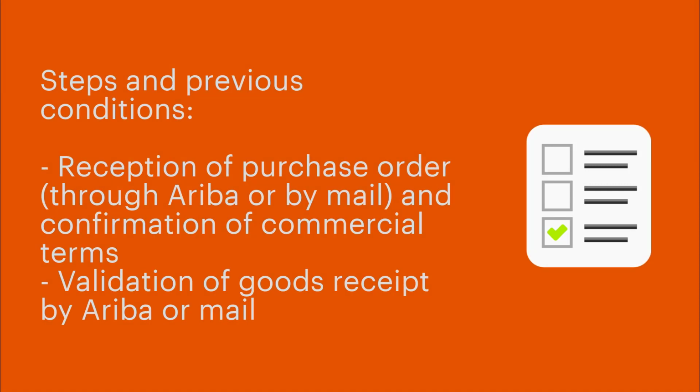To bill goods from a good receipt, you must have a purchase order and accept the commercial terms of it, such as price and quantity, amongst others. Moreover, you must have validated the good receipt through Ariba or by mail.